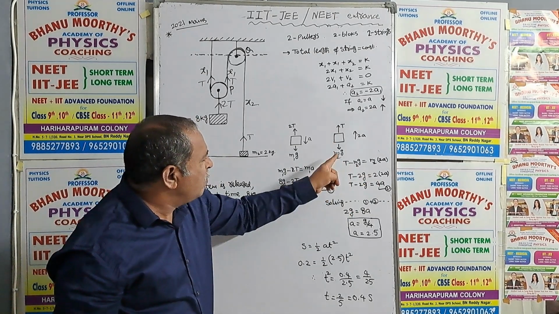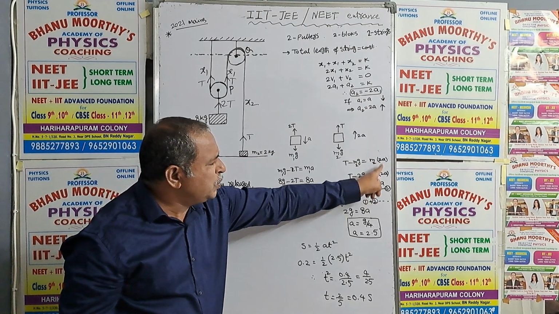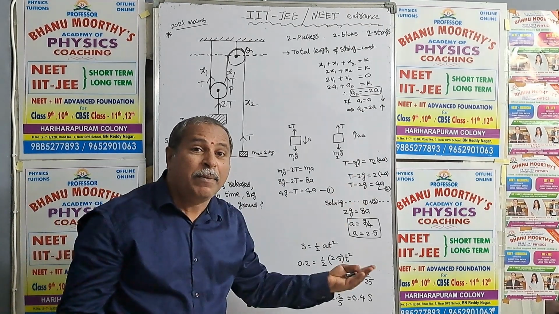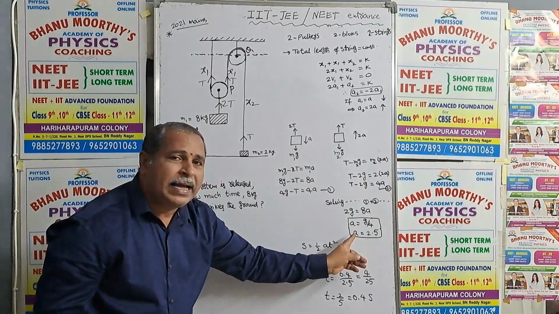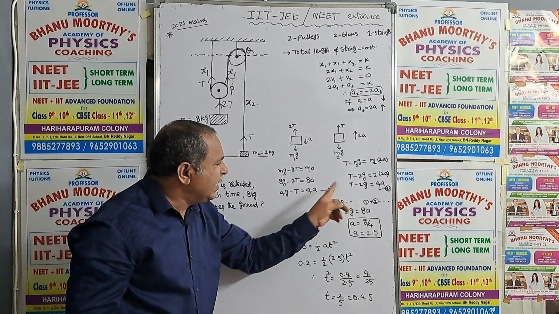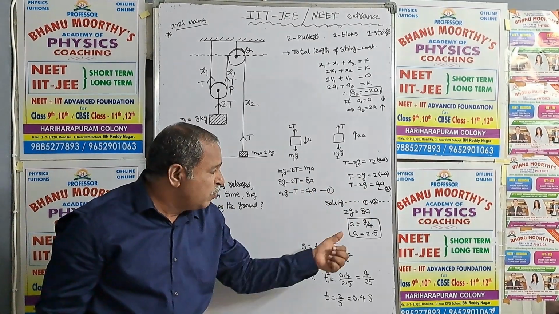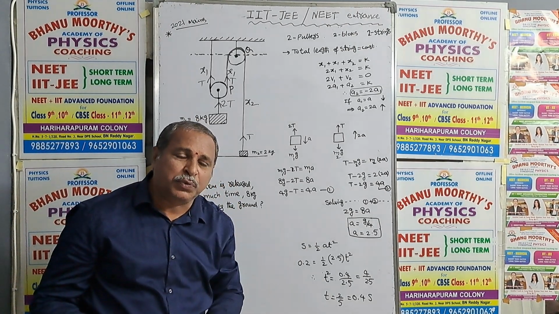Substitute the values here. Mass M2 is 2 kg. So T minus 2 into G equals 2 into 2A. We framed another equation. By solving these two equations, we get acceleration. When the first equation is added to the second, tension gets cancelled, minus T plus T, and you will get acceleration. This is the method, my dear students, NEET students as well as IIT students.